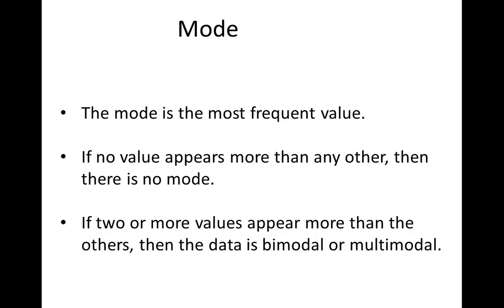Mode is the most frequent value. If no values appear more than any other, then there is no mode. If two or more values appear more than the others, then the data is bimodal or multimodal.